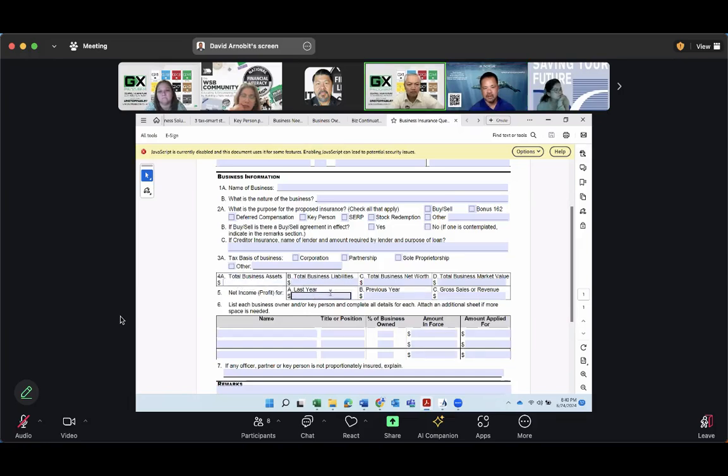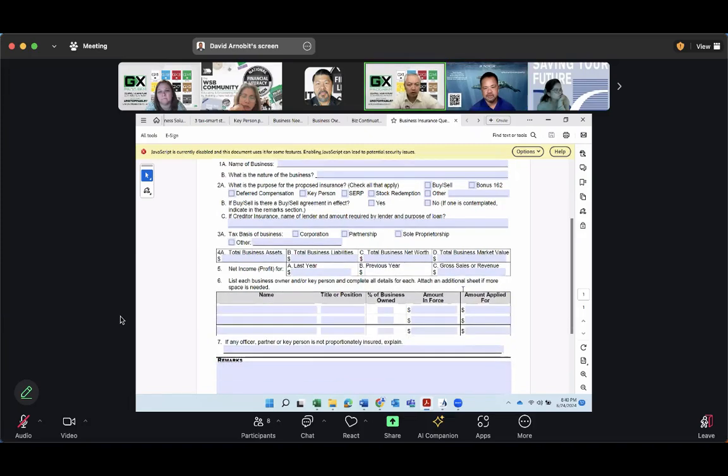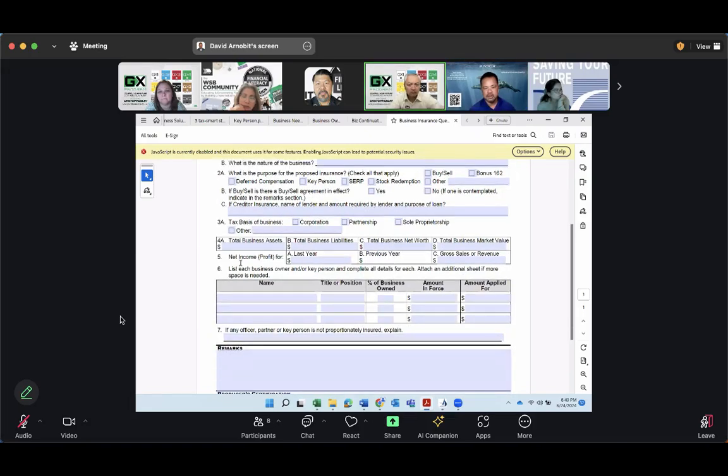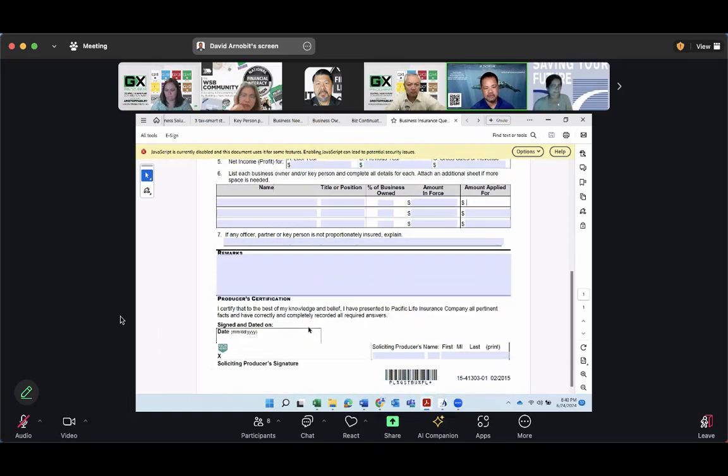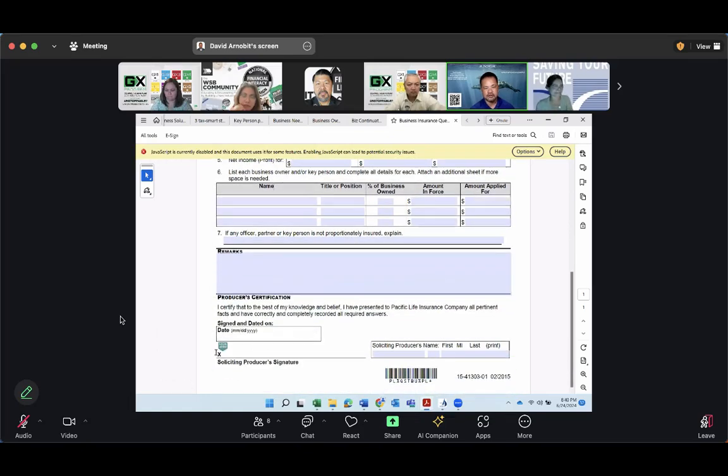For a corporation, we ask for total assets, liabilities, gross sales, all this stuff. If you're going to list a key person, here it is: title, position, do they own any part of the business, do they have anything currently in force, and what are they applying for? Notice also, this does not have to be signed by the client. It just needs to be signed by the agent.